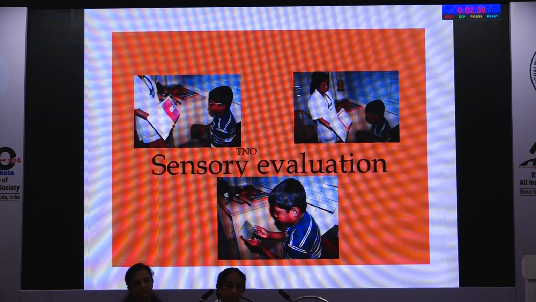Now, before you go on to covering any eye or either eye, you should do a proper sensory evaluation. This is mainly for malingerers. Many children come to you with complaints, parents complaining that the child is seeing double, triple and all. So it is better to do a sensory evaluation before you do a cover test or anything, because if they have very good stereopsis, it's unlikely that they are having diplopia.